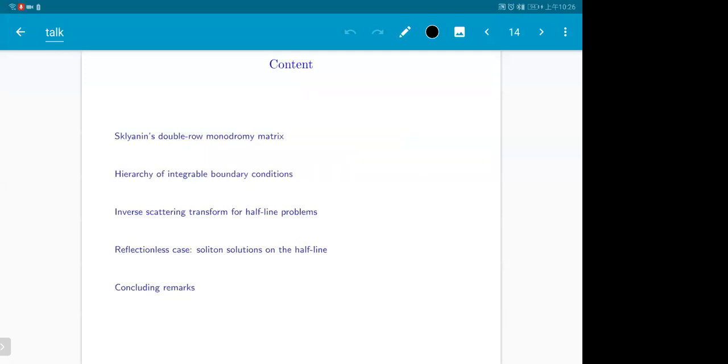Okay, so here is the content of the talk. First, I will show Sklyanin's idea of integrable boundary conditions, what he calls the double row monodromy matrix. Then, based on Sklyanin's idea, I will show the hierarchy of integrable boundary conditions. Then the analytical method to solve this half-line problem, and show some soliton solutions on the half-line, and conclude at the end.